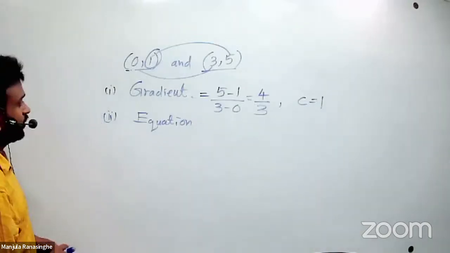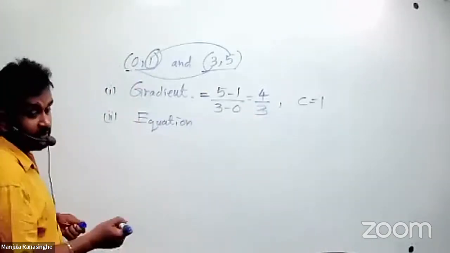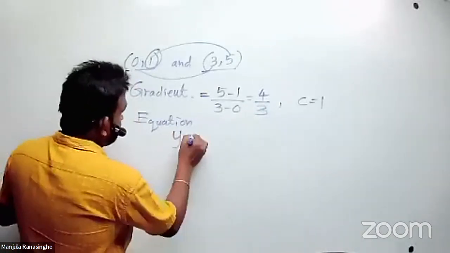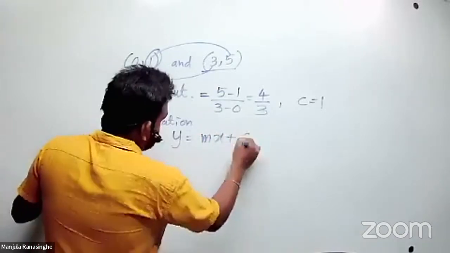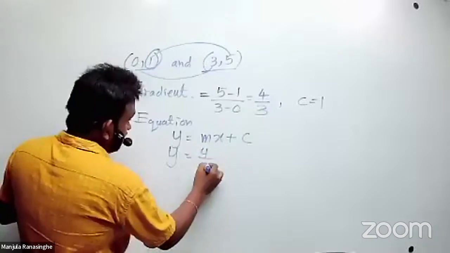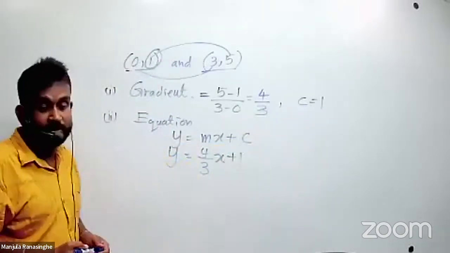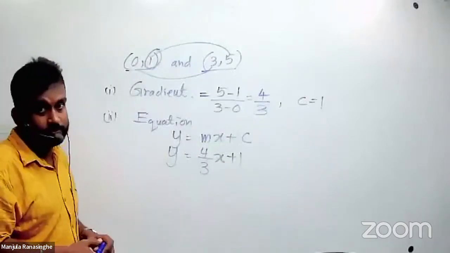Okay, now that is fine. c equals 1 and gradient equals 4 upon 3. Now the equation, you know that y equals mx plus c. Instead of m and c, substitute these values. m equals 4 upon 3, x plus c is 1. Right, that is the equation.